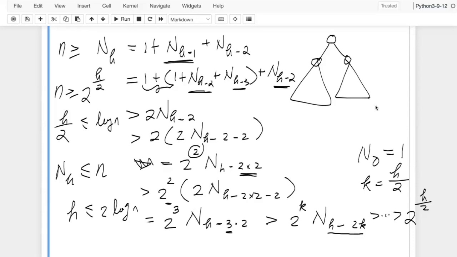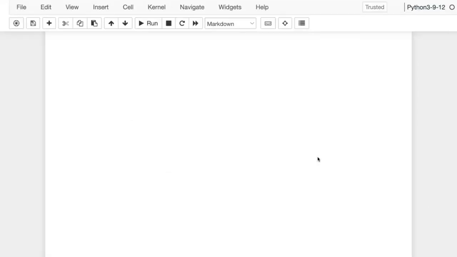Okay, so this proves that the AVL tree is balanced. Now let's look at how to build an AVL tree using binary search tree insertion. To begin with, we have one node which is balanced. And then a second node comes in. So this is the first number in the list, and that corresponds to the first node.